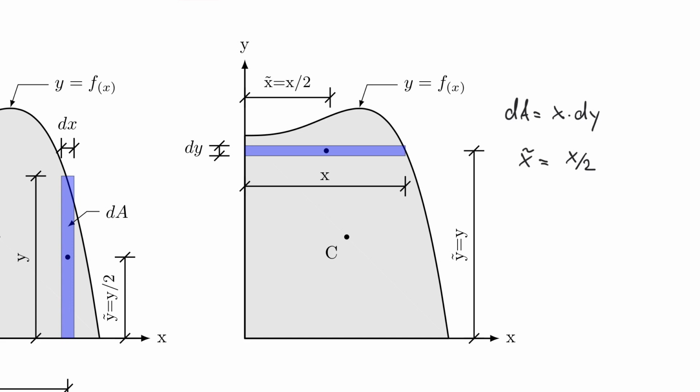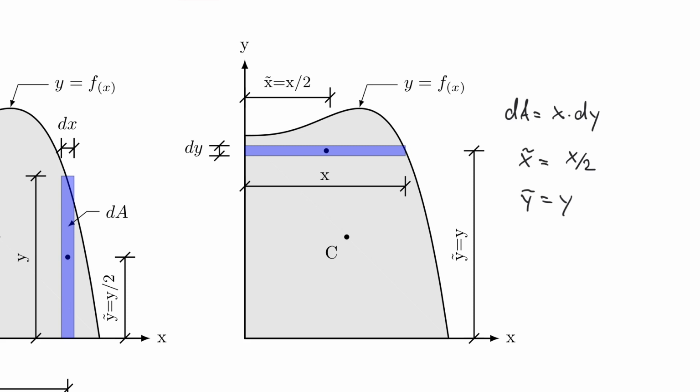Of course, if you deal with y tilde in this case, right? So y tilde here would be equal to y. And that is also shown in the picture. So here the distance from the origin in the vertical direction to the location of the centroid for the individual area element is given with y in this case.